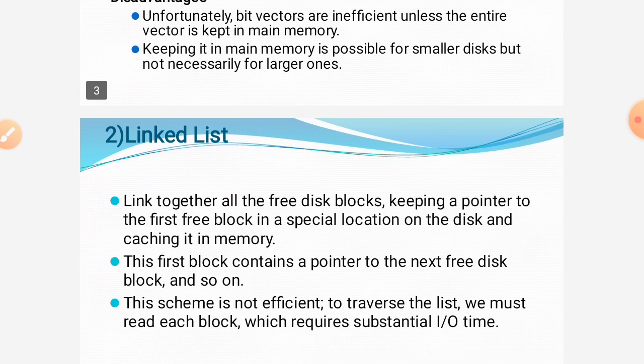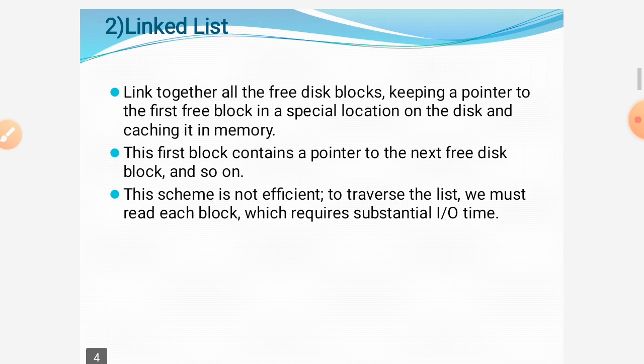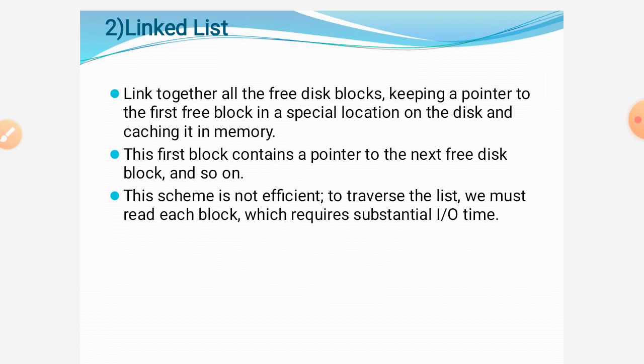And next one, linked list. This is another approach for free space management. Here, we link together all the free disk blocks, keeping a pointer to the first free block in a special location on the disk and caching it in memory. This first block contains a pointer to the next free disk block, and so on. The next free disk block contains the pointer to the next free block, like that.